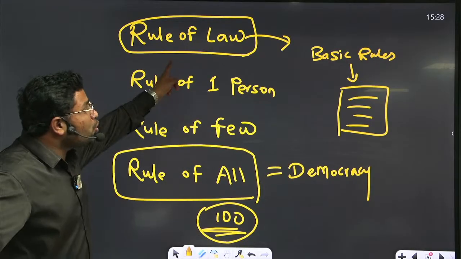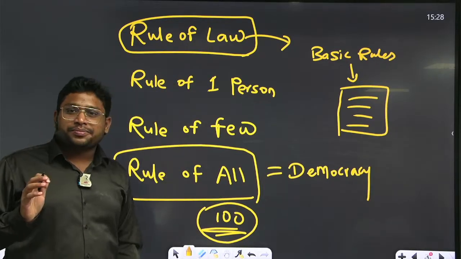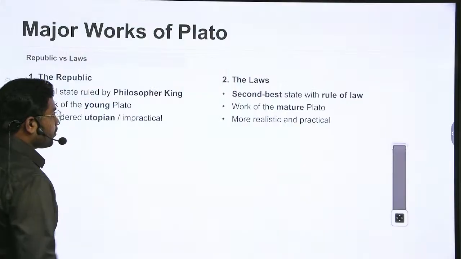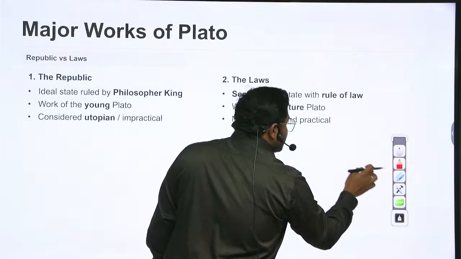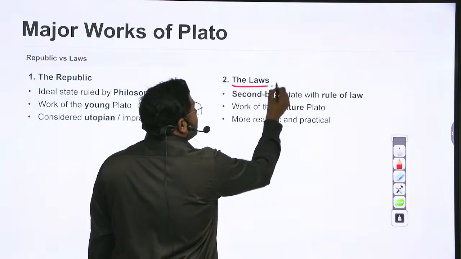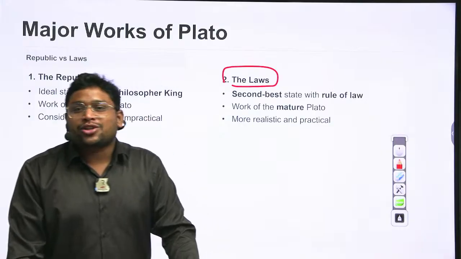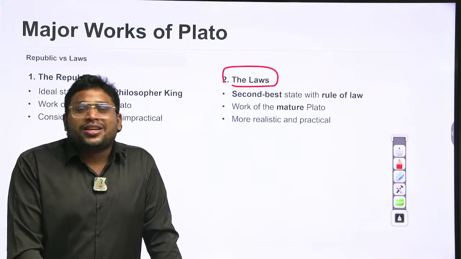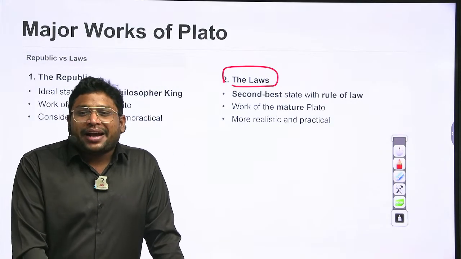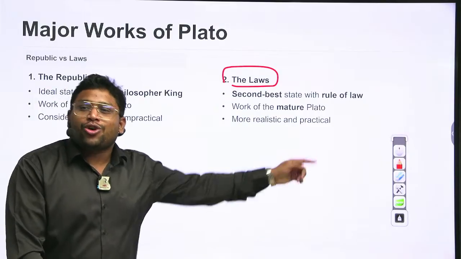Yes, this is rule of law. Any doubt till now? So in this second book, by the time he writes it, he's a mature person now. He becomes practical. He's not so much idealist now. So he says, sir, philosopher king might not be possible. Let's go for rule of law.